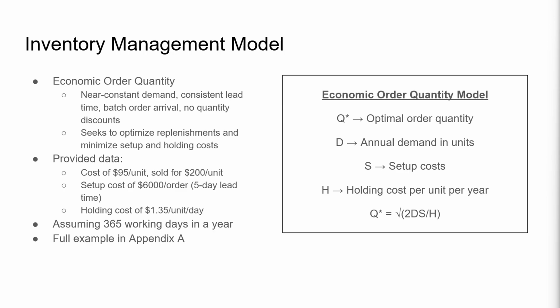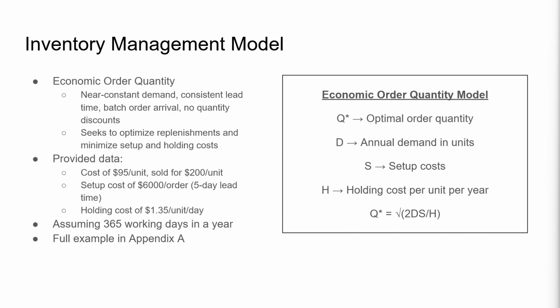Before beginning the simulation, we were given the following information. The Amulet costs $95 per unit to produce and sells for $200 per unit. Each order has a setup cost of $6,000 and has a fixed 5-day lead time.